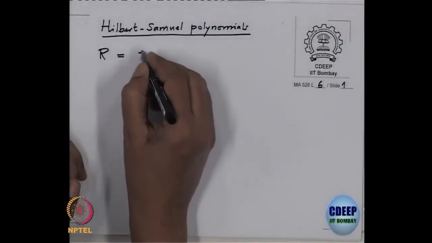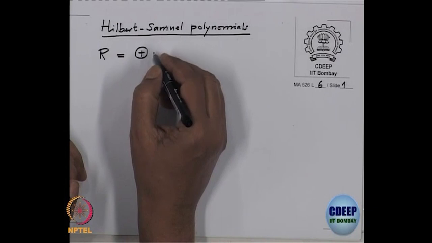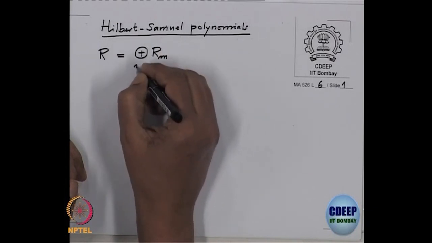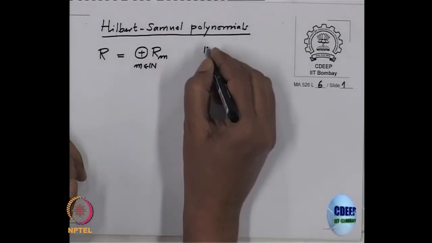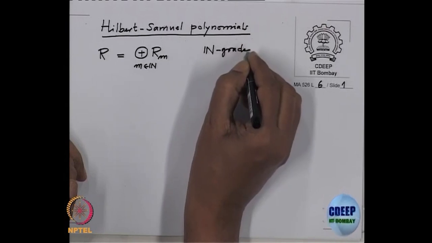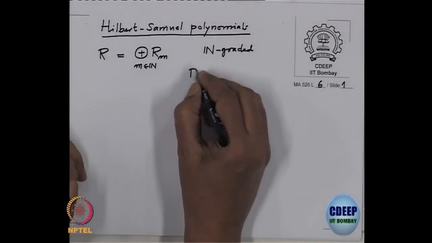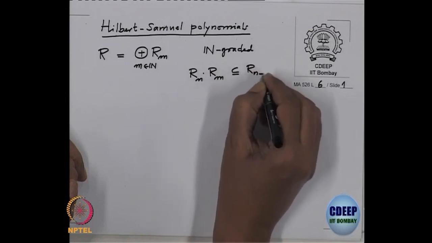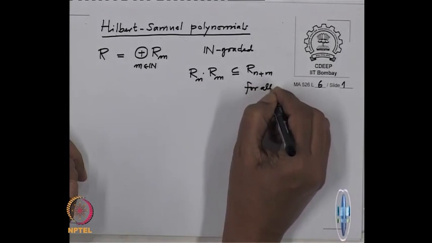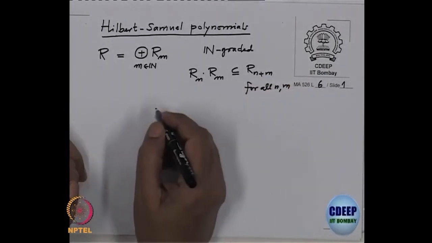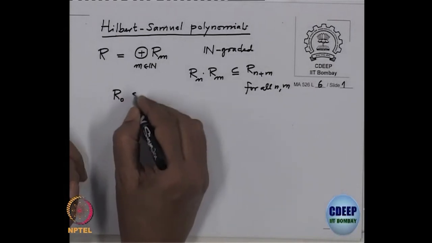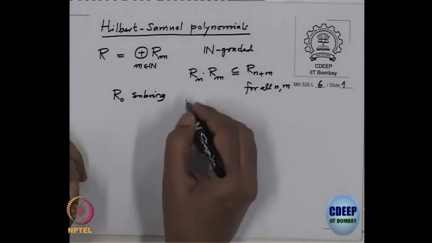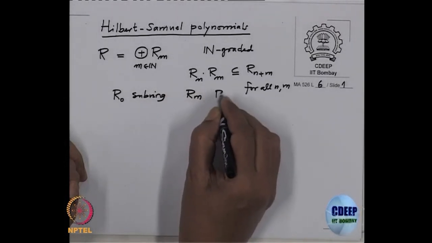Let me recall from the last time that we have a graded ring R. That means it is a decomposition into subgroups. This is N-graded, with the condition that Rn times Rm is contained in Rn plus m for all n and m. In particular, R naught is a subring, and all these subgroups Rm are R naught modules.